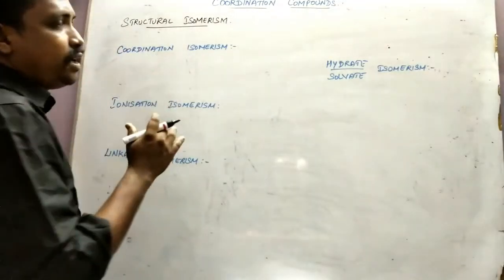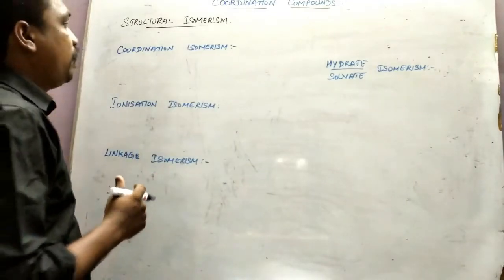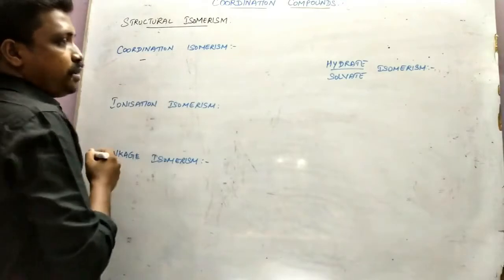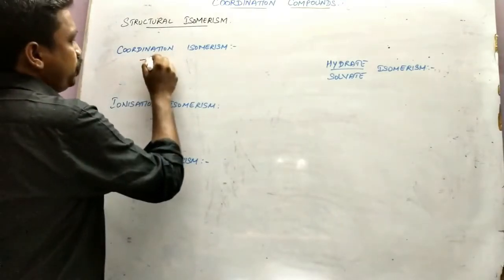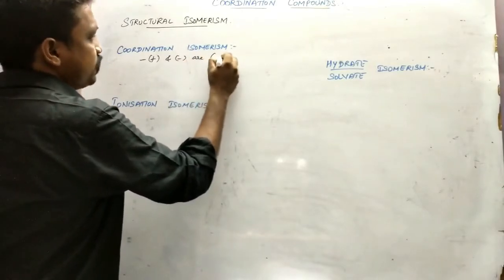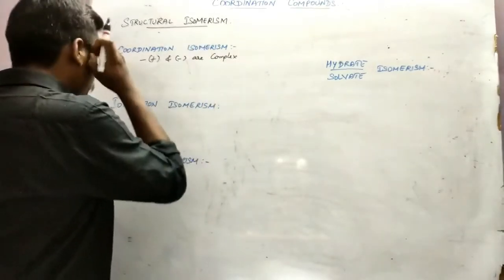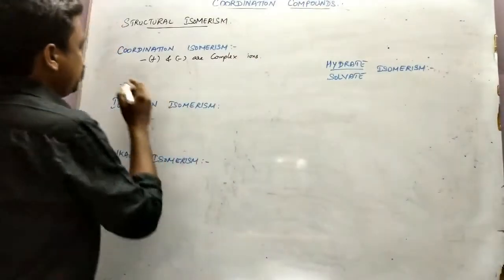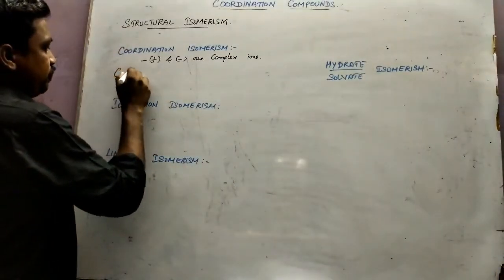Structural isomerism in coordination compounds. There are different types of structural isomerism. The first one is coordination isomerism. This isomerism is found when both cation and anion are complex ions. Complex means it must be present along with the ligands, when both of them are complex ions.